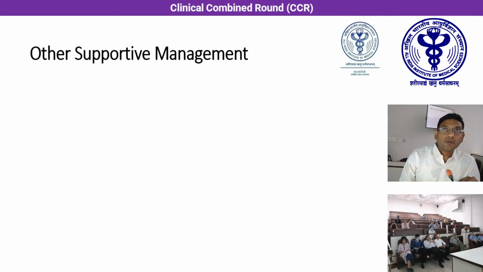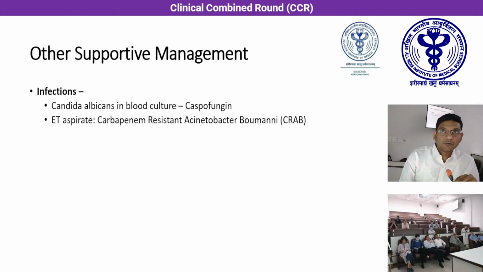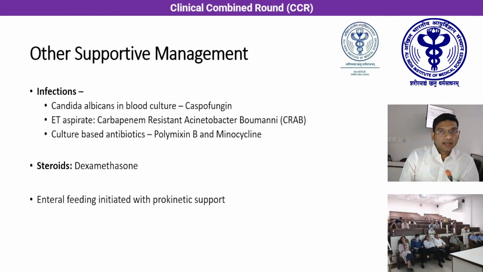Among the other supportive management during this ECMO duration, we found the patient had a blood culture which came positive for Candida albicans. According to the sensitivity pattern, caspofungin was added. In the ETS, carbapenem resistant Acinetobacter baumannii was present, so we gave antibiotics appropriately, like polymyxin B and minocycline. Steroids were given as per ARDS protocol. Enteral feeding was continued from day 1 of ECMO with the help of prokinetic support. And we did regular intra-abdominal pressure monitoring also, as it was previously elevated.